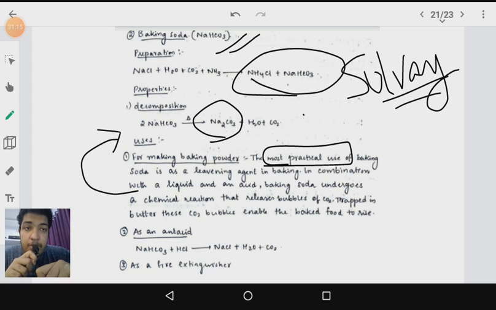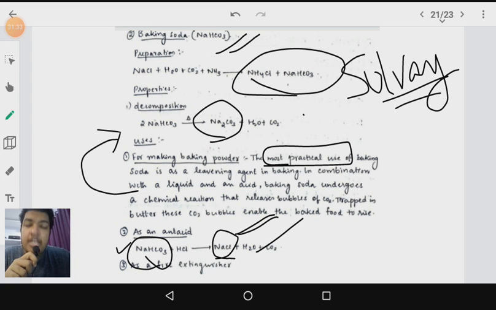It can also be used as an antacid. So for that we are going to react it with an acid. When it is taken in as an antacid, it will react with the hydrochloric acid which is present in our stomach, and it will neutralize the acid. As a result, it will form salt, water and carbon dioxide. It can also be used as a soda fire extinguisher. So these are the various uses of baking soda.